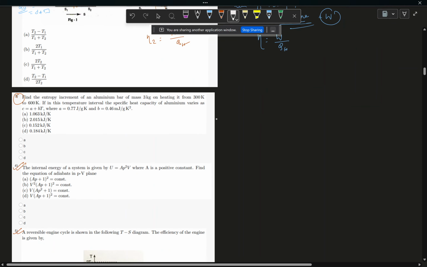Then question number 3 is: find the entropy increment of an aluminium bar of mass 3 kg. So mass is given in SI units, 3 kg.